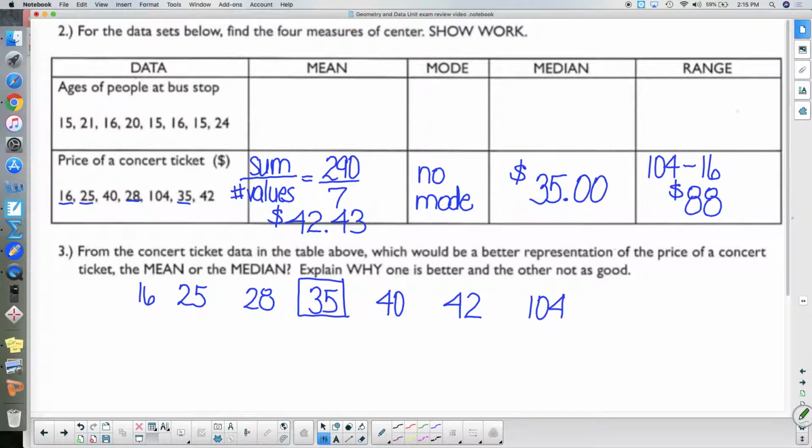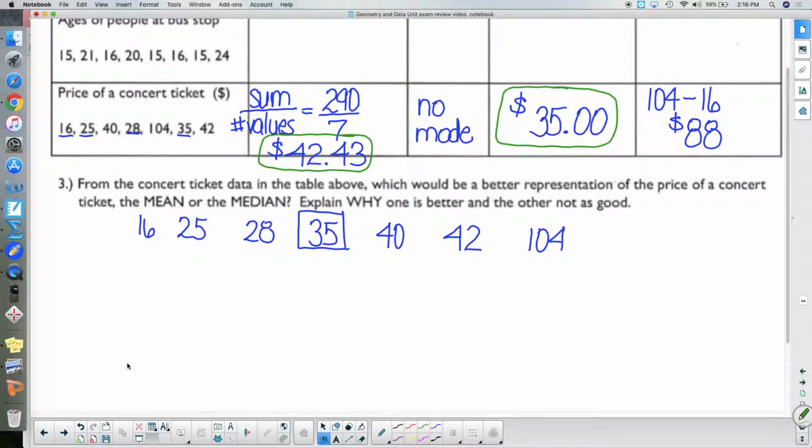Their question is, from the data above about the concert ticket, which is a better representation of the price of a concert ticket? The mean, which was $42.43, or the median? And you can't just say, well, they're both middles, so it's okay. Sometimes one of those numbers can be thrown off and it's not a great representation of the data anymore, and we need to be able to talk about that.